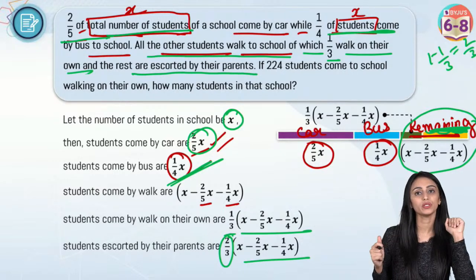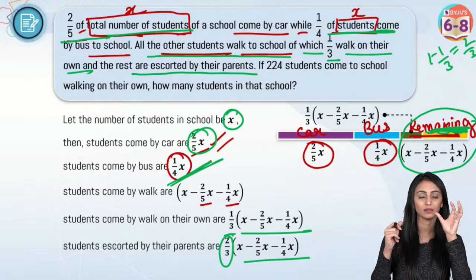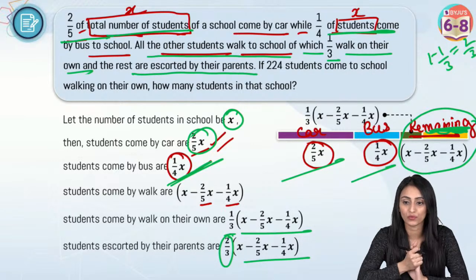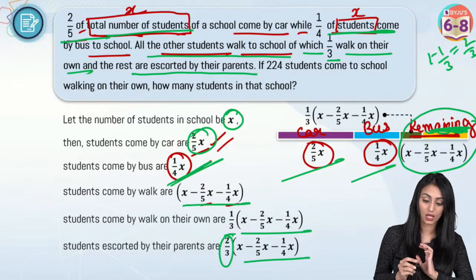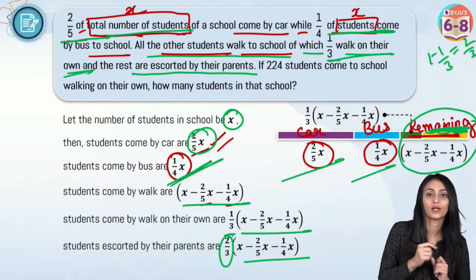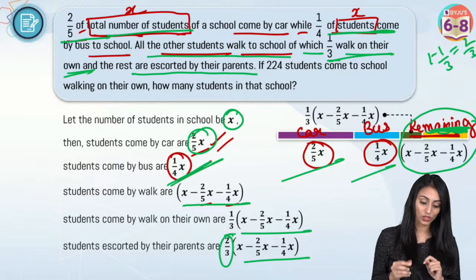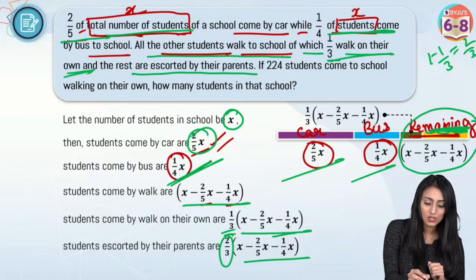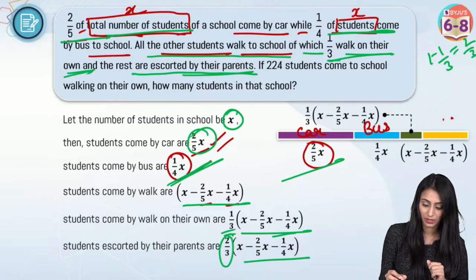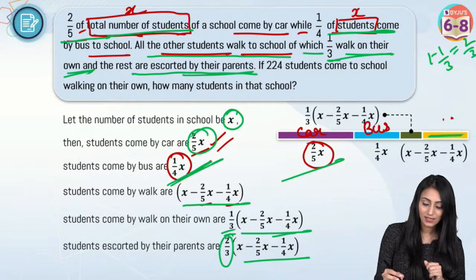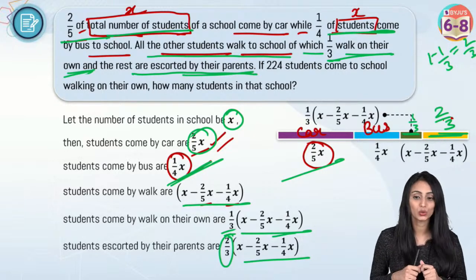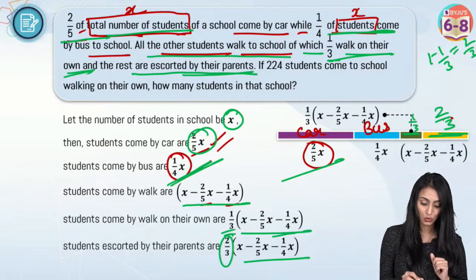Now, what are the remaining students? Remaining would be if I subtract the students who are coming by car and by bus from the total number of students, right? That would be the remaining ones. Now, question is saying from that remaining ones, 1/3 are walking on their own. Rest are escorted by their parents. From this remaining part, you can see this yellow part over here. This is nothing but the 2/3 part because this is representing 1/3. So 2/3 of the remaining.